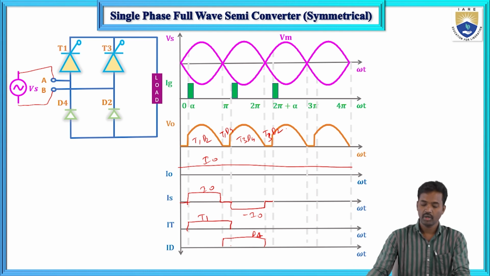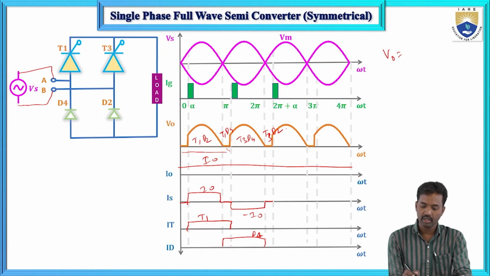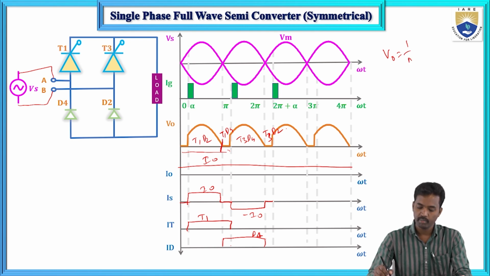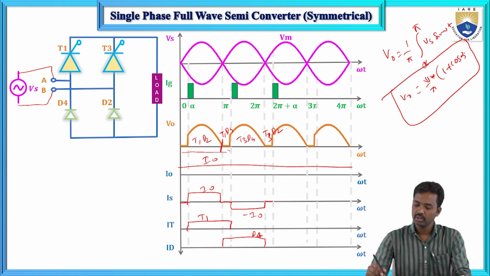In the same fashion, now I will write the equations. Output voltage V naught equals, up to what duration is it conducting? Here the cycle is up to pi plus alpha, this duration is up to pi, 1 by pi. Now the time period is pi, and from alpha to pi, Vs sin omega t. So that equals 1 by pi times (1 plus cos alpha) Vm. So the output voltage equals this value.